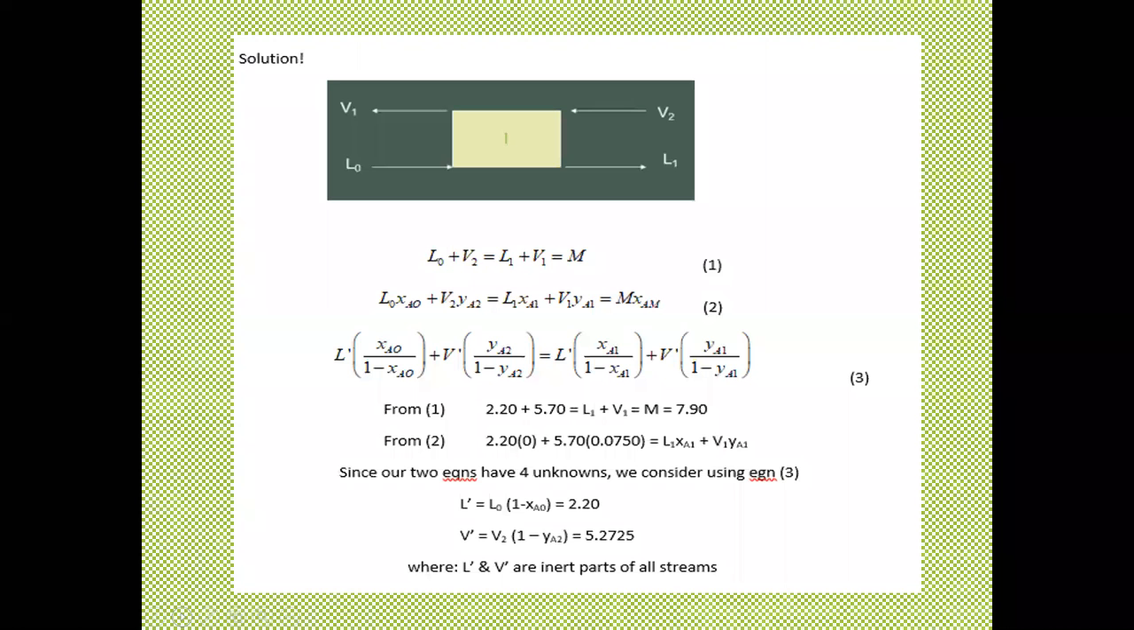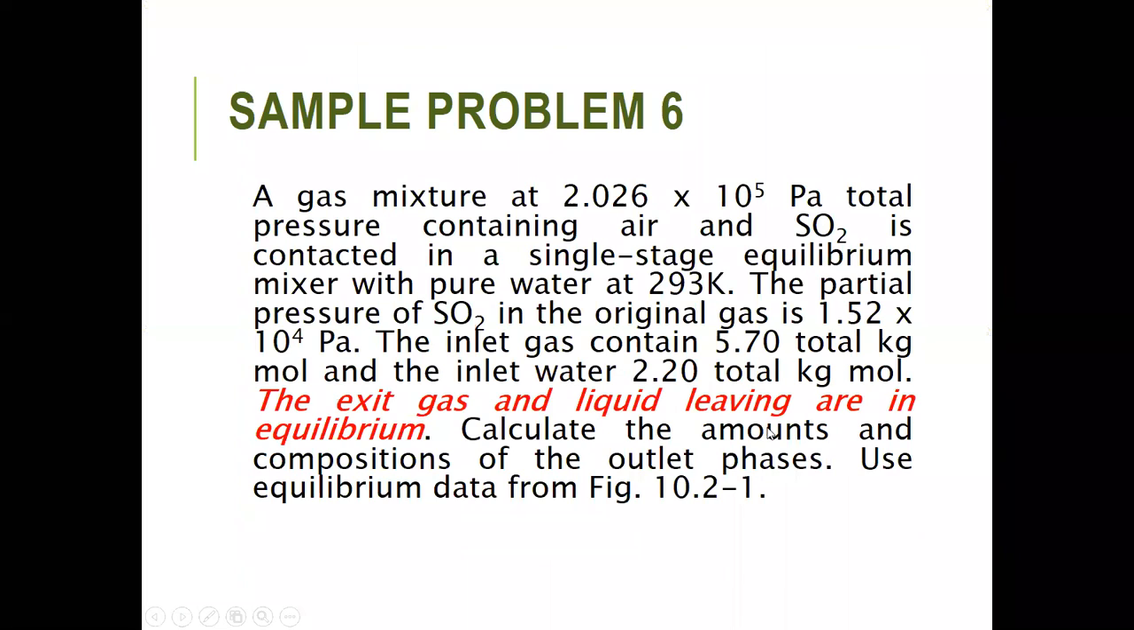So this is our problem, and our solution will start off with the material balance. We will start with the material balance, applying the previously learned principle about solving a problem: we have to start with the equations that would lead to the unknowns. In this case, the unknowns are the amounts and composition of the outlet phases. The only equations so far that you can work on are the material balance equations. You don't have any other equation so far that you can use.